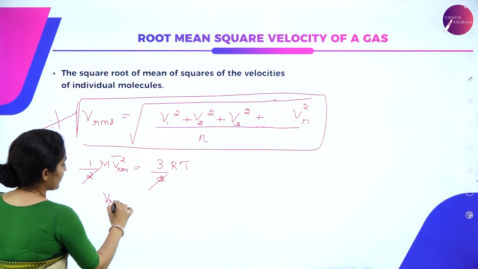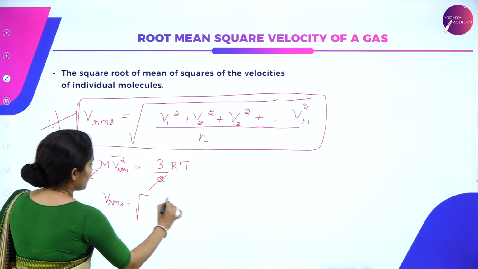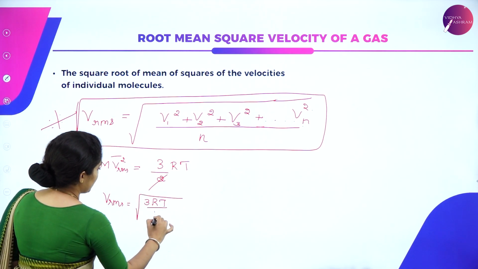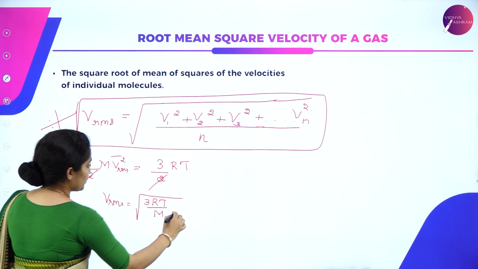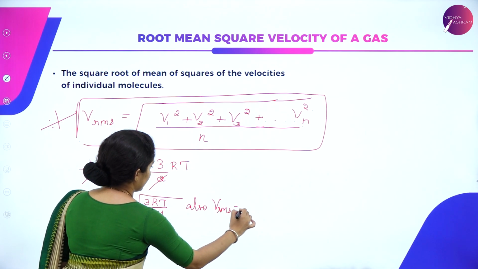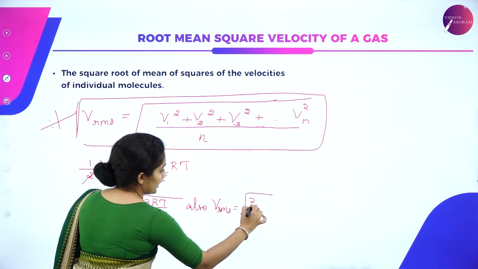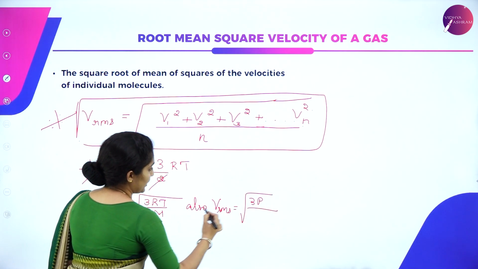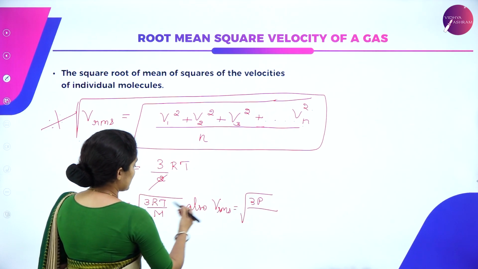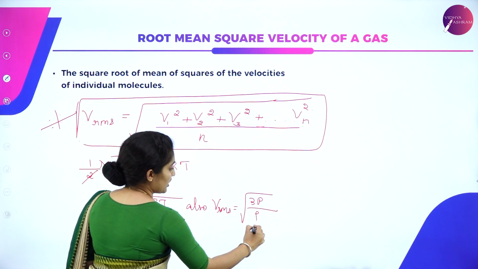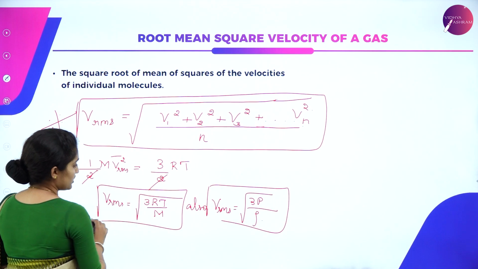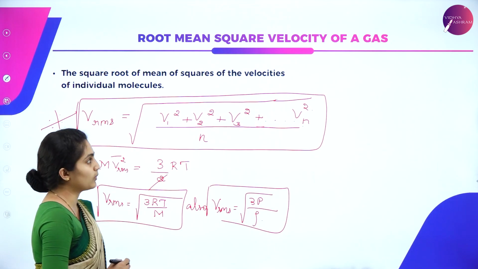So VRMS turns out to be root of 3RT divided by M, or this can also be written as VRMS is equal to root of 3, and RT is nothing but PV. PV is equal to RT, where V lies here, so P stays there. M is nothing but the mass, so we can consider its density. Either we can consider this or this. This is the RMS value of the gas molecules.